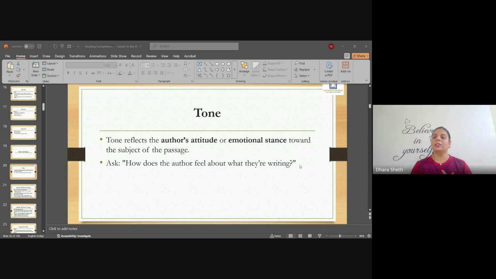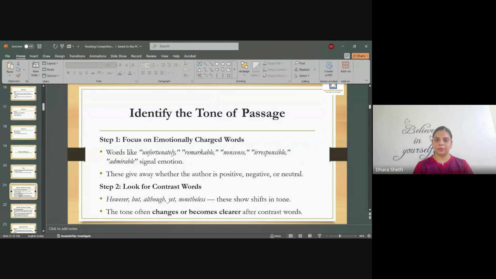What may be the possible feelings of the author or the viewpoint of the author, or their attitude towards perspective when they are writing this passage. That is called the tone of the author. So how do you do it?